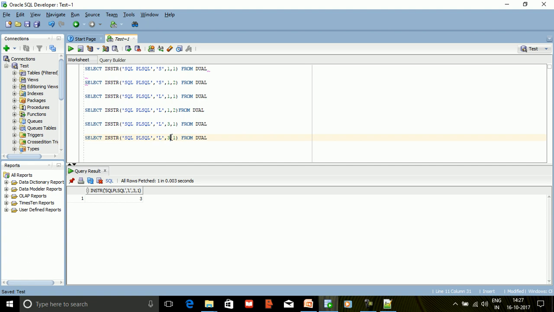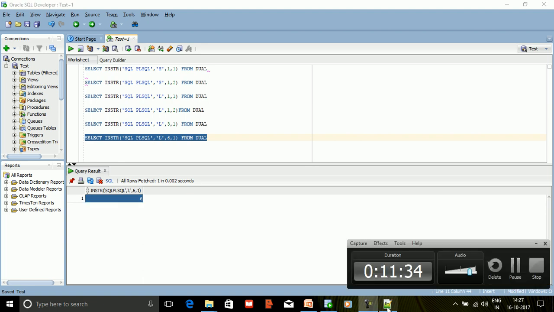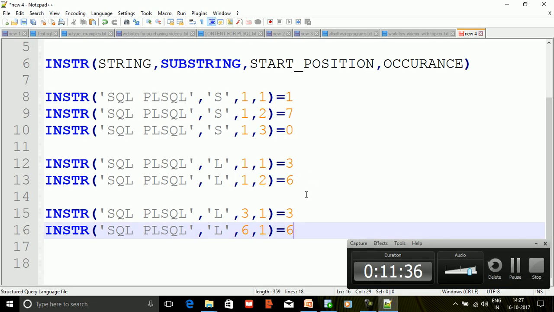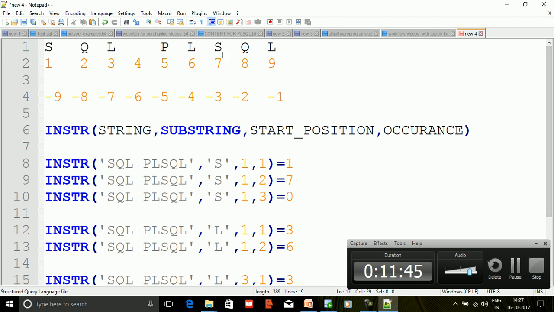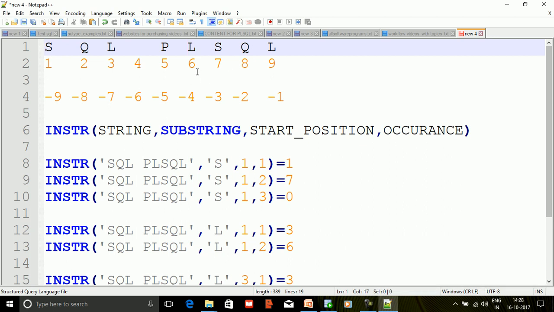6 comma 1. Yes, 6. But when you write the same example with the occurrence as twice, then what will it do? So the engine will start from where? The engine will start from the 6th position. 6, L is equal to L, yes, but you have asked for the second occurrence, and this is the first occurrence, so it will not return 6.